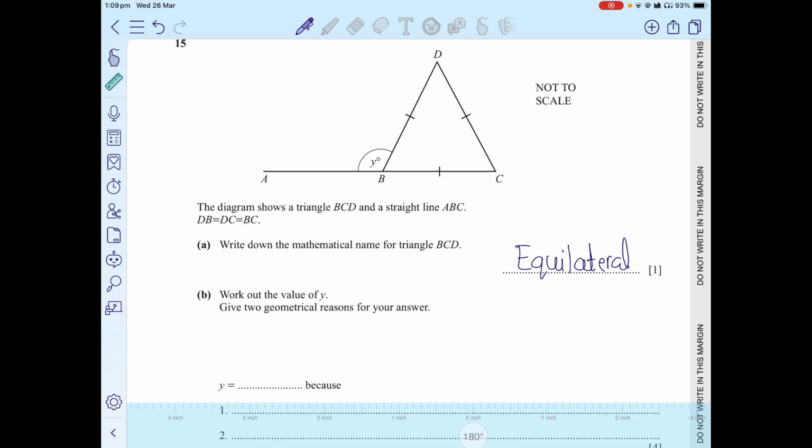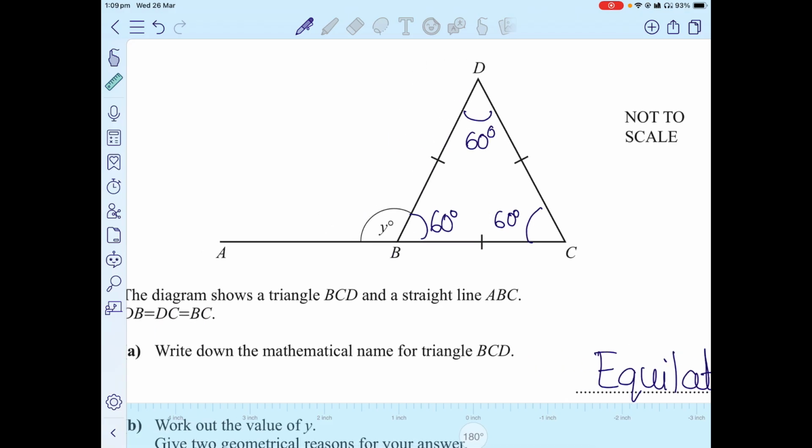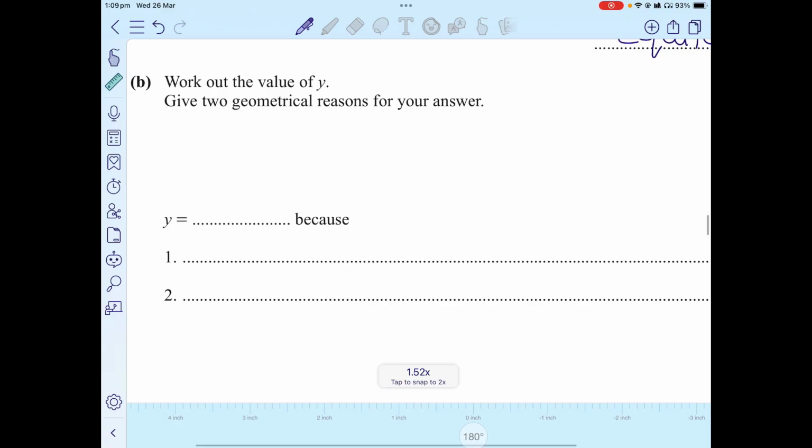Next up, it says work out the value of y. Give two geometrical reasons for your answer. So we know that in an equilateral triangle, this angle would be 60 degrees, this angle would be 60 degrees, this angle is 60 degrees. And why is that? Because there's a property of triangles which says that the angles in a triangle add up to 180. And we know that all the angles are equal, so each angle would be 60, and the sum is 180. We also know that the angles on a straight line are always 180. So to find y, it will be 180 minus 60, which is 120. A pretty easy question. So the value of y is 120.